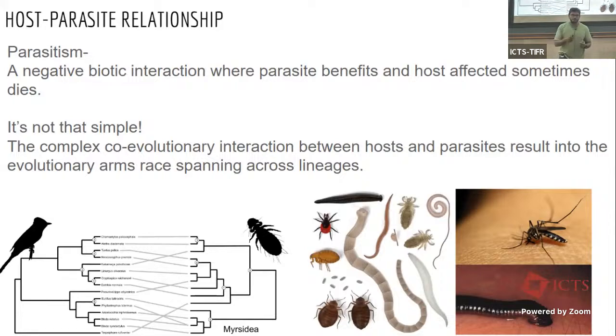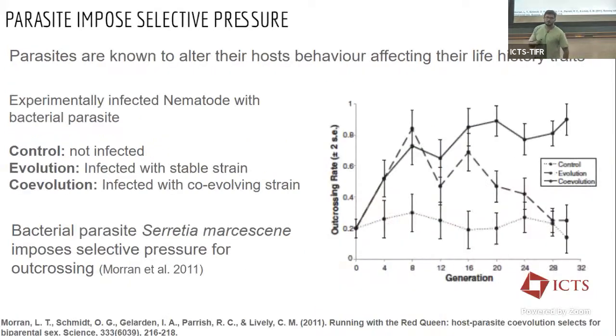And we'll come back to that, what that arms race could have been. If you stop that race, what can happen? If you just take out one of the competitors from the race, what can happen? Parasites also impose selective pressures. I won't take a lot of time on this, but there is a very interesting study where they have shown that in one of the nematode worms, a bacterium can impose a selective pressure for outcrossing. Whereas in a control situation, the outcrossing went down.